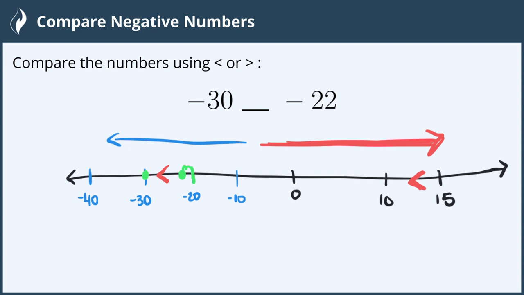So we want to open our inequality towards the negative 22. It opens to the larger of the two numbers. So in this case, we'll have a lesser than sign opening up towards the negative 22, as it is the larger of the two numbers. This reads, negative 30 is less than negative 22, and now we're all done.